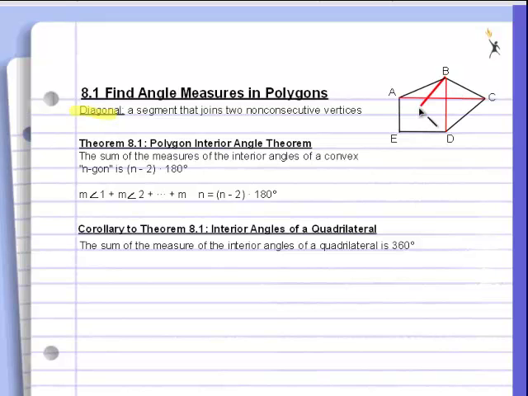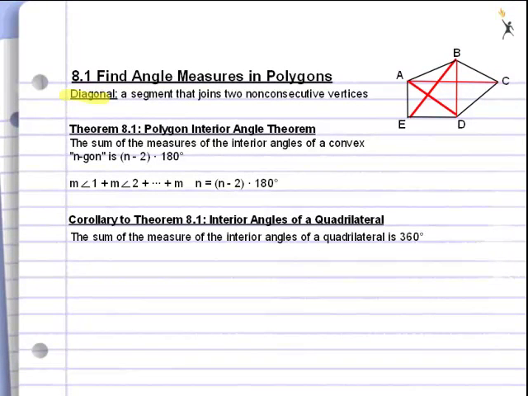Let's say you take B and E, and you draw a line segment there. That is called a diagonal. Let's say that you take D and A, and you go from A to D or D to A. That is also a diagonal. And again, a diagonal is just a segment that joins two angles. We're also going to talk about the interior angles of quadrilaterals, or generally polygons.